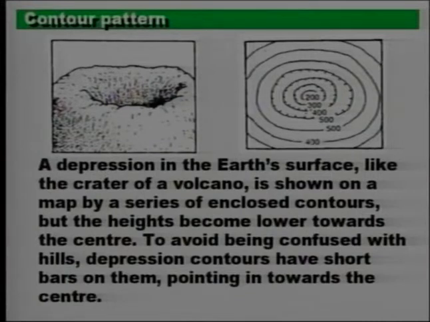Another of the features is that of a depression. Usually a depression in the Earth's surface, like a crater or volcano, is shown on a contour map by a series of enclosed contours, but the heights become lower towards the center. To avoid being confused with hills, depression contours have short bars on them pointing in towards the center.